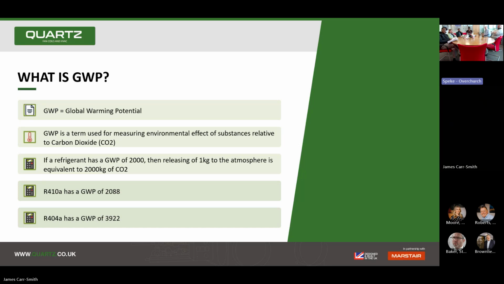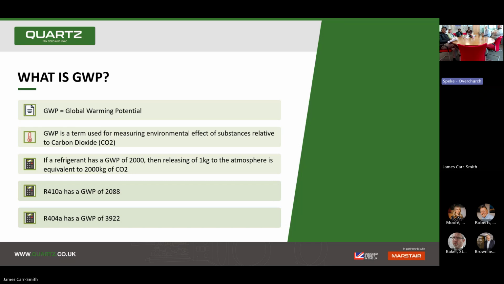And I think most people have heard of global warming when they listen to the news and read things. So GWP stands for global warming potential, and it essentially is the term that's used to measure the environmental effect of a substance in relation to CO2. So most people see CO2 and think, well, it's really bad. When it comes to refrigerant, CO2 is the best refrigerant you can get. So from a GWP perspective, if you had 1 kilogram of CO2 and it leaked out into the atmosphere, that would be equivalent to 1 kilogram of CO2 up into the atmosphere.